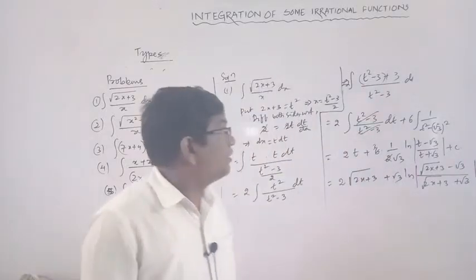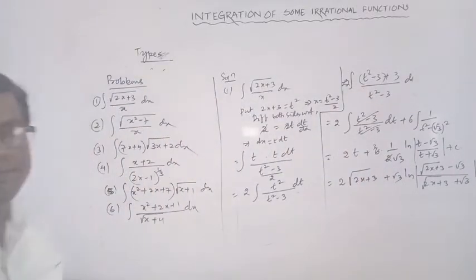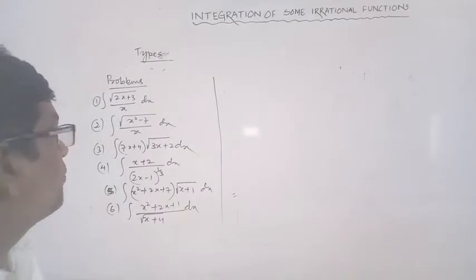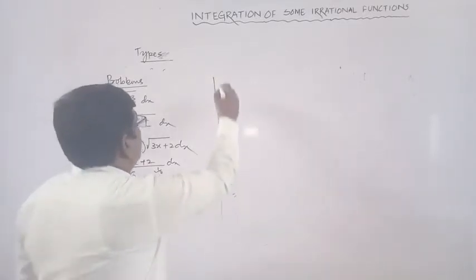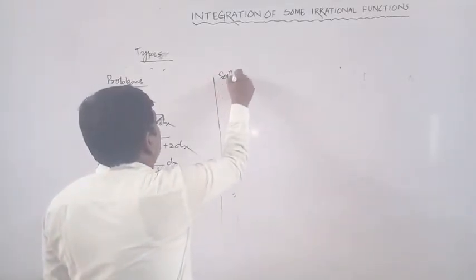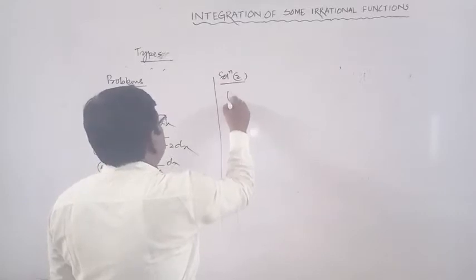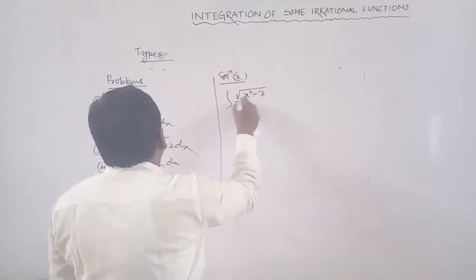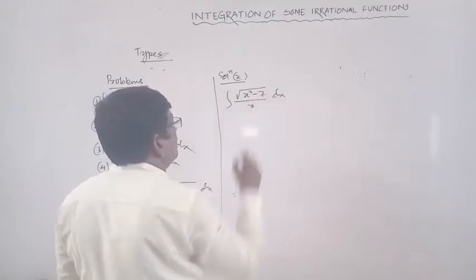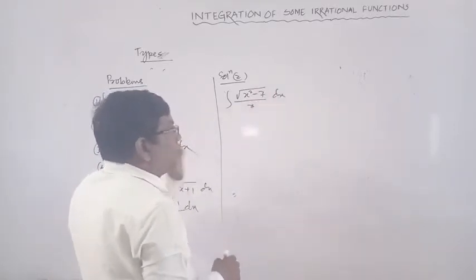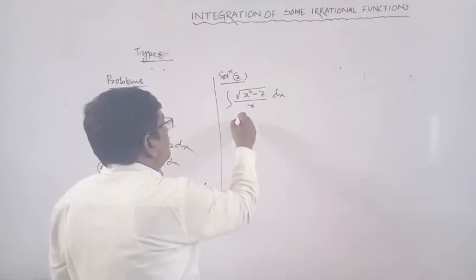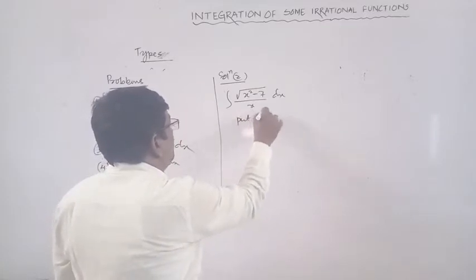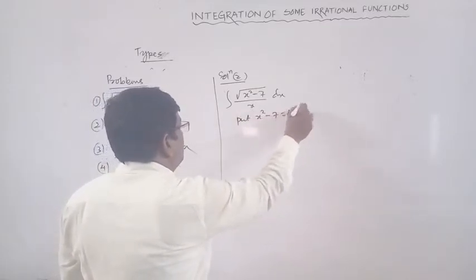Now the solution of question number 2. What is it here? This is the integration of root over x square minus 7 divided by x dx. The square root contains a quadratic, so put x square minus 7 is equal to t square.